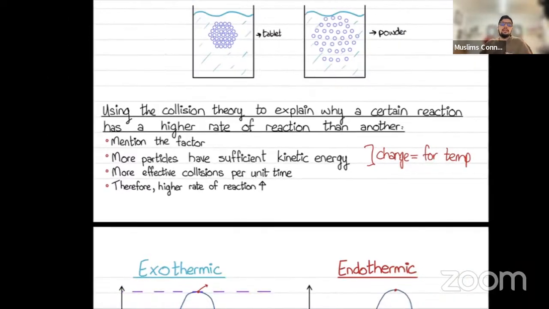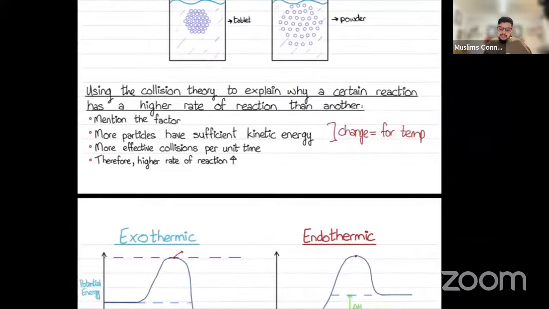Then we mention that there are more particles that have sufficient kinetic energy. Therefore, there are more effective collisions per unit time, and therefore it causes a higher rate of reaction. So these last three are like set answers that you've got to add at the end of each question. If you've done any past papers, you come across these questions, 4 marks: use the collision theory to explain why reaction A has a higher rate of reaction than reaction B. And there's a change for temperature, which we'll discuss as well, but essentially that's what it is.